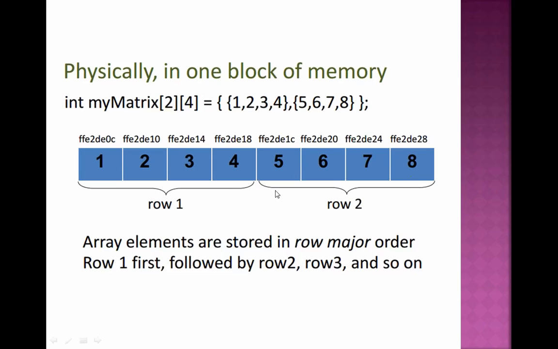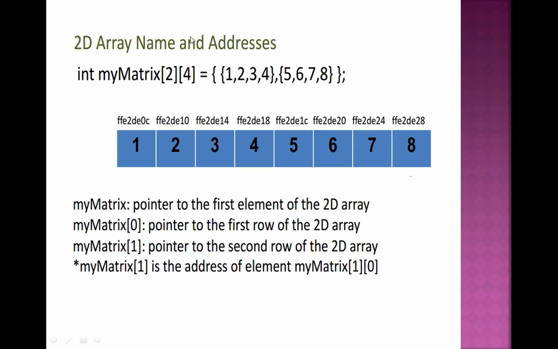This is row 1, this is row 2, this is 0 row, and this is first row. That contains 4 columns, that is 1 2 3 4, and 4 columns, that is 5 6 7 8. This says array elements are stored in row major order, that is row 1 first, followed by row 2, row 3, and so on.